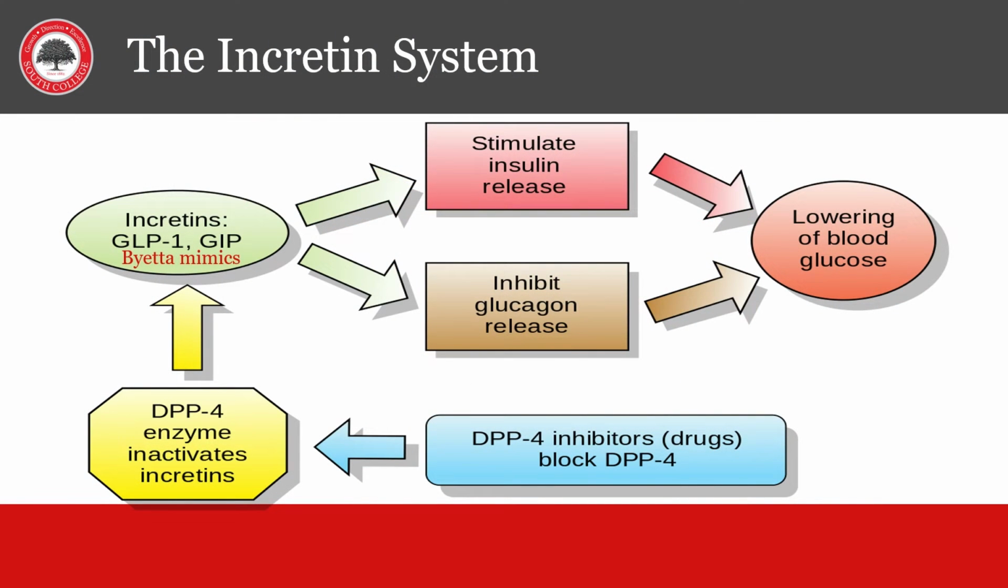Recently, in the last 20 years or so, the Incretin System was discovered. It is a system of hormones released around the GI tract that help to increase insulin and decrease glucagon for type 2 diabetics, and drugs like Byetta help to mimic these effects.